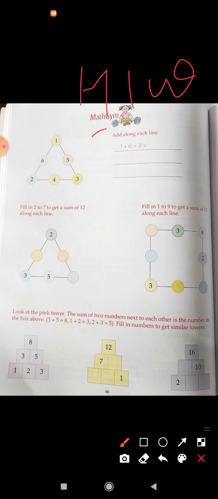First question is add along each line. Means these lines you have to add 3 numbers. Here also you have to add 3 numbers, and this one also you have to add 3 numbers and write here. Now fill in 2 to 7 to get a sum of 12 along each line. Here in each line the sum of each line should be 12.